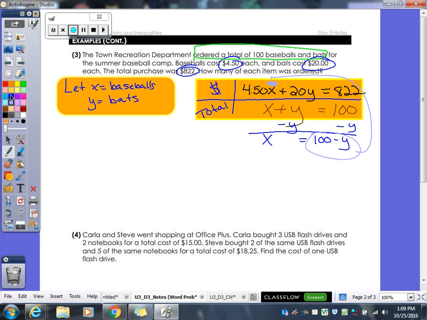You guys are going to need your calculators to help me out. So it's going to be 4.50 parentheses 100 minus Y. Does everyone see what I did? I took that and substituted in for X plus 20Y equals 822. All right, so 450 times 100 should be 450.